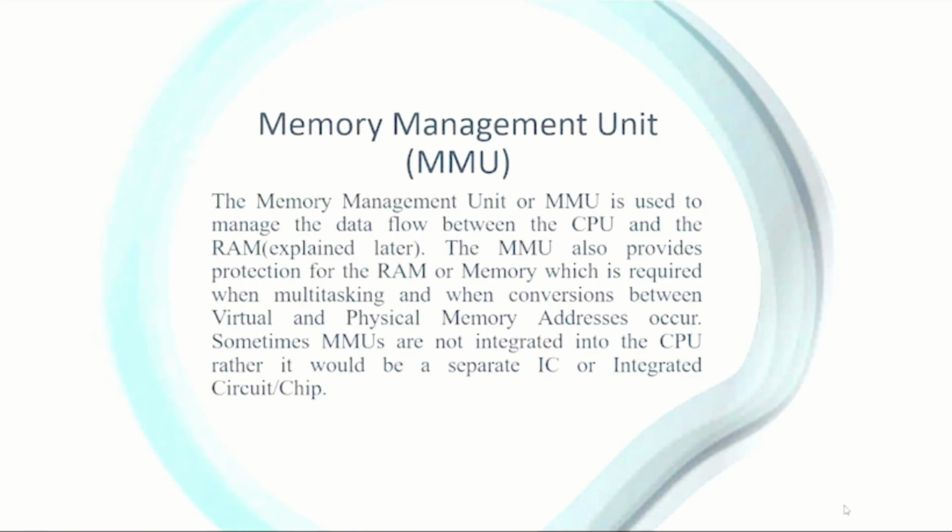Next is the memory management unit. The memory management unit, also known as the MMU, is used to manage the data flow between the CPU and the RAM, which we will explain later. The MMU also provides protection for the RAM, or memory as it's sometimes called, which is required when multitasking and when conversions between virtual and physical memory addresses occur. Sometimes MMUs are not integrated into the CPU, but rather on the motherboard as a separate IC, or integrated circuit.